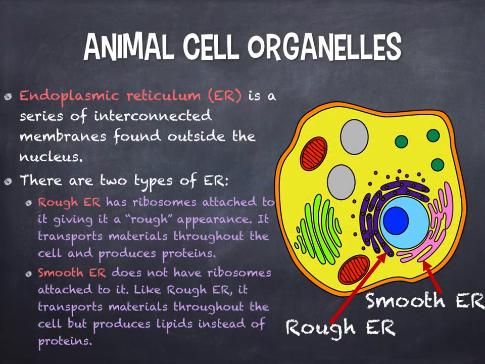Speaking of endoplasmic reticulum, or ER, it's a series of interconnected membranes that are found outside the nucleus. There are two different types of ER. You have rough ER, which has ribosomes attached to it, giving it that rough appearance. It transports materials throughout the cell and produces proteins. There's also smooth ER, which does not have ribosomes, and just like rough ER, it transports materials throughout the cell, but it produces lipids instead of proteins.